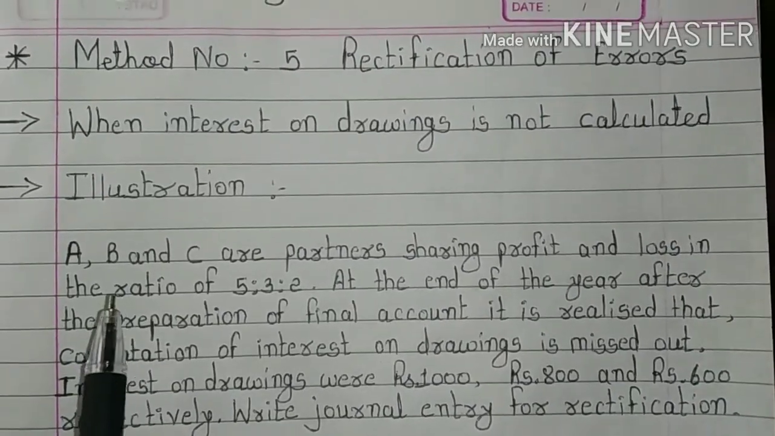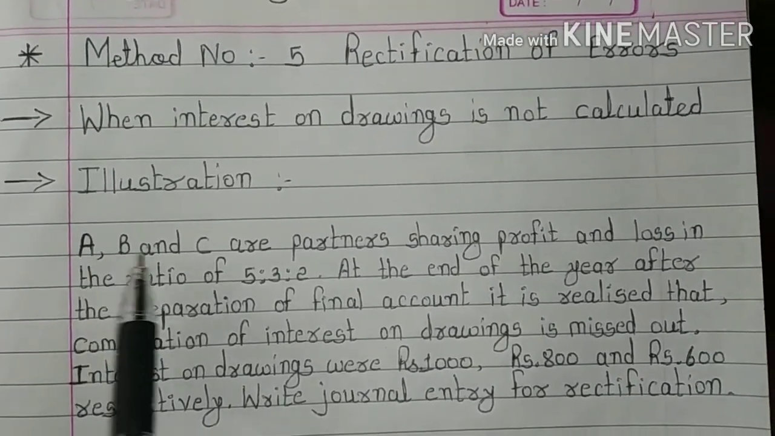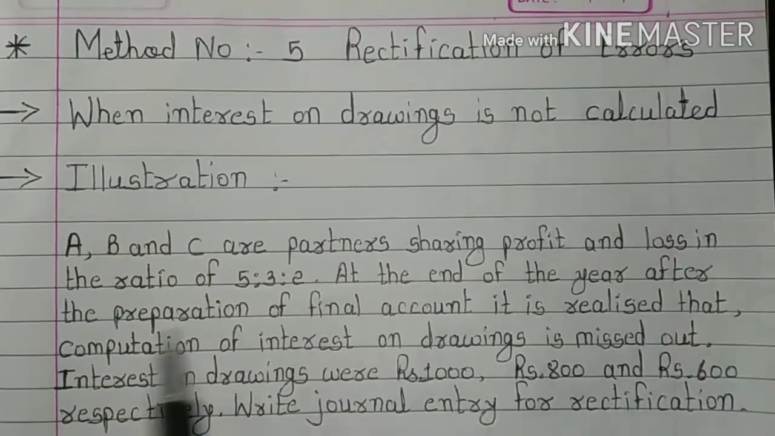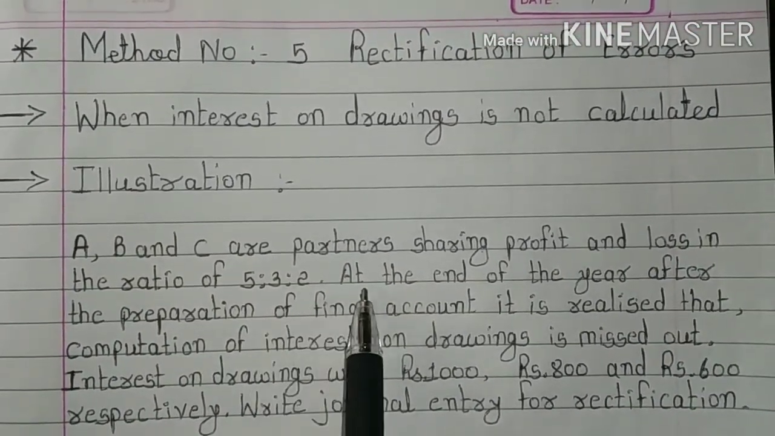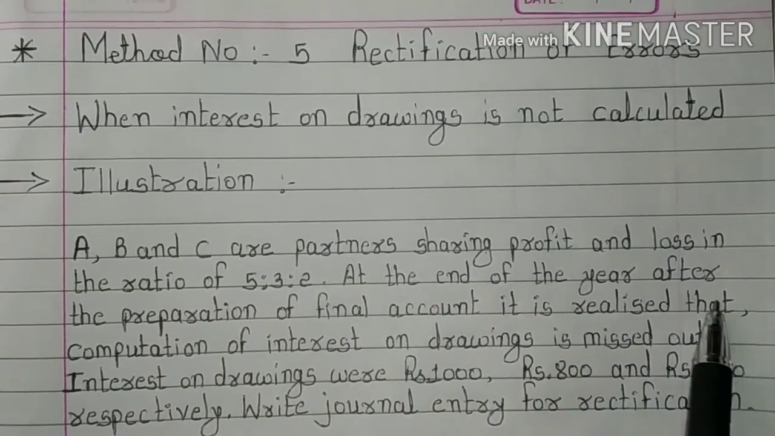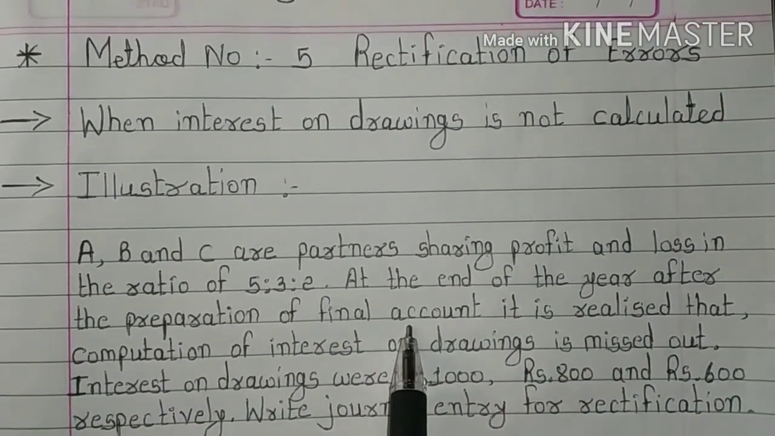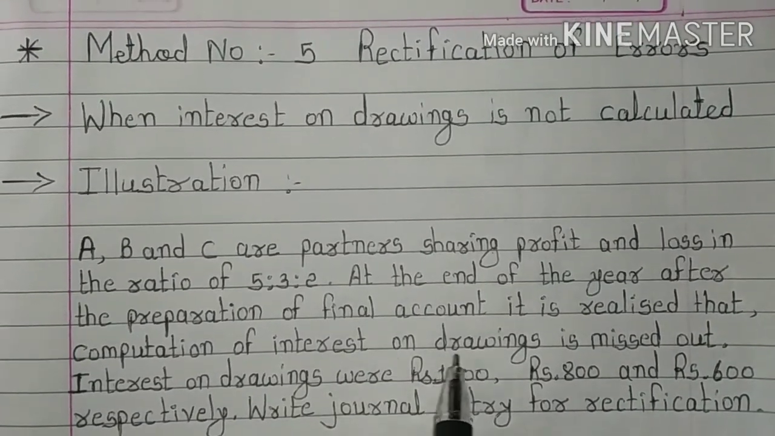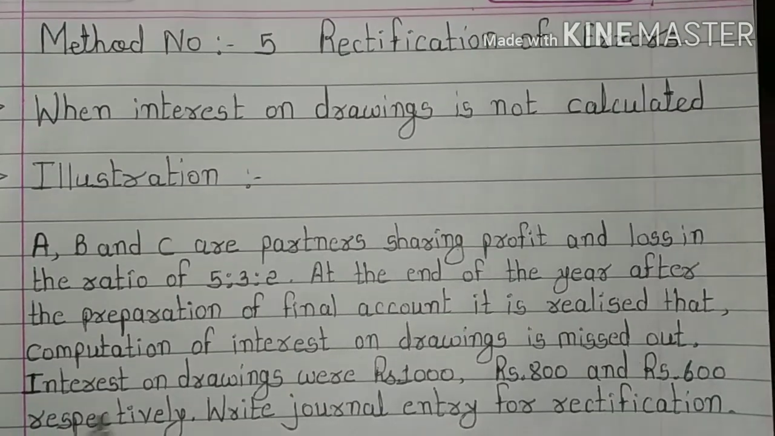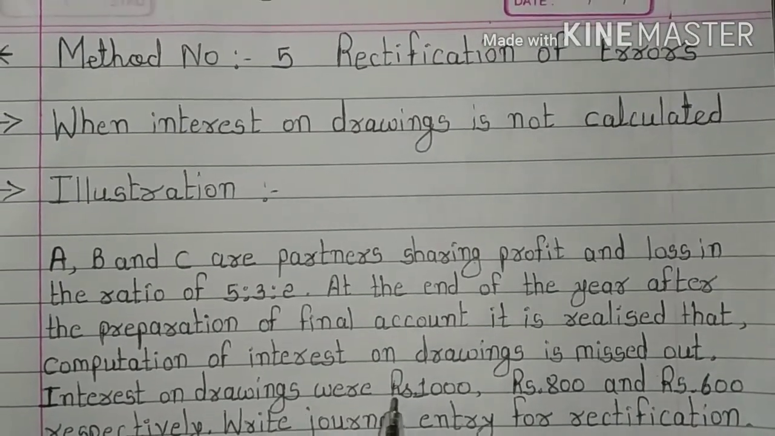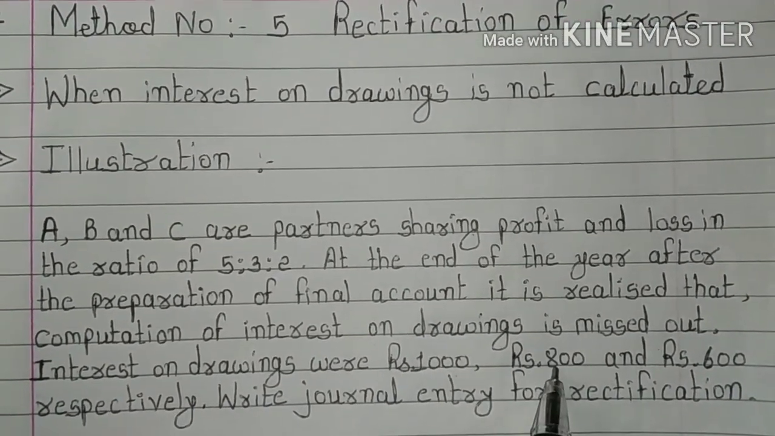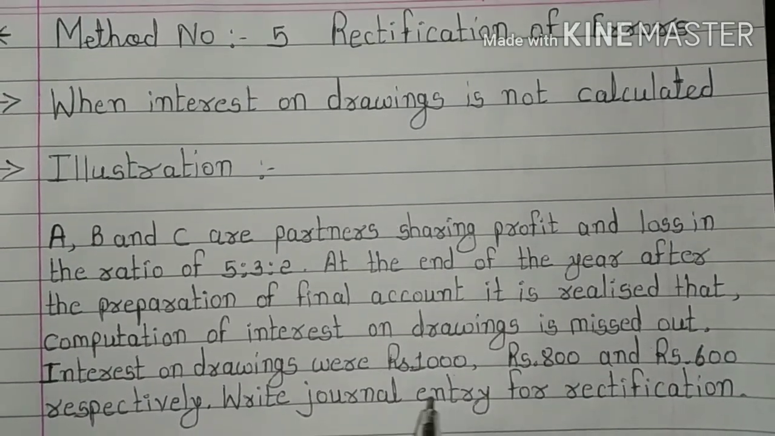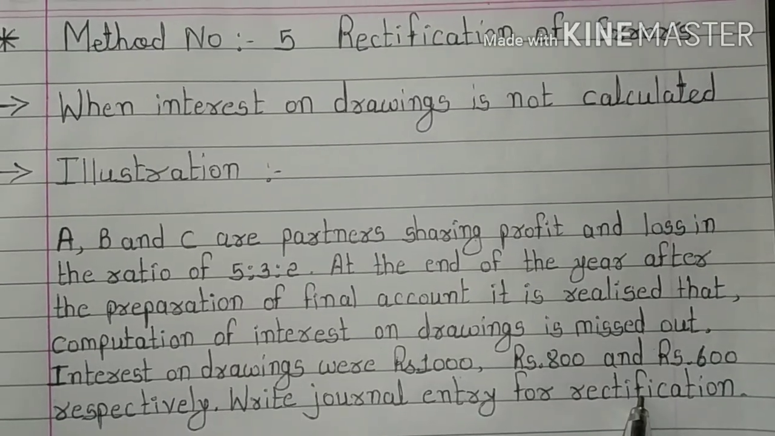The illustration is: A, B and C are partners sharing profit and loss in the ratio of 5:3:2. At the end of the year, after the preparation of final accounts, it is realized that computation of interest on drawings is missed out. Interest on drawings were rupees 1000, rupees 800 and rupees 600 respectively. Write journal entry for rectification.